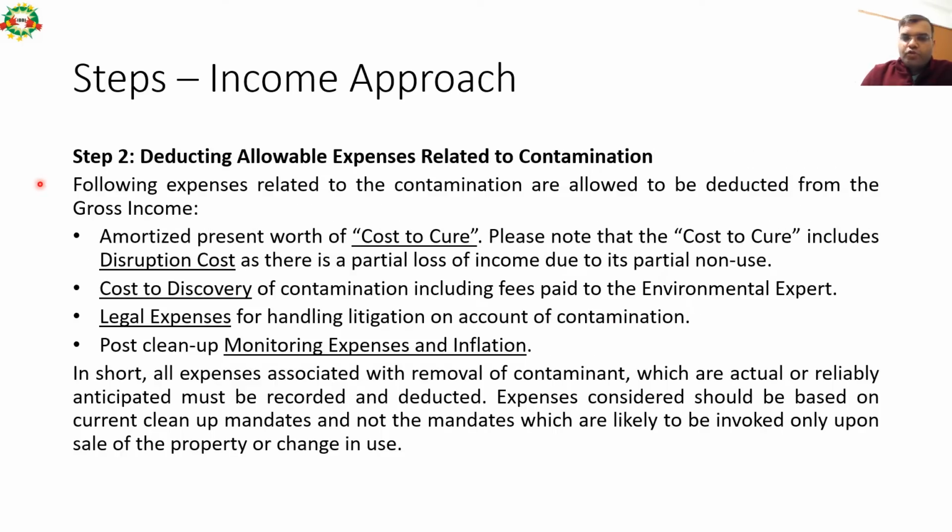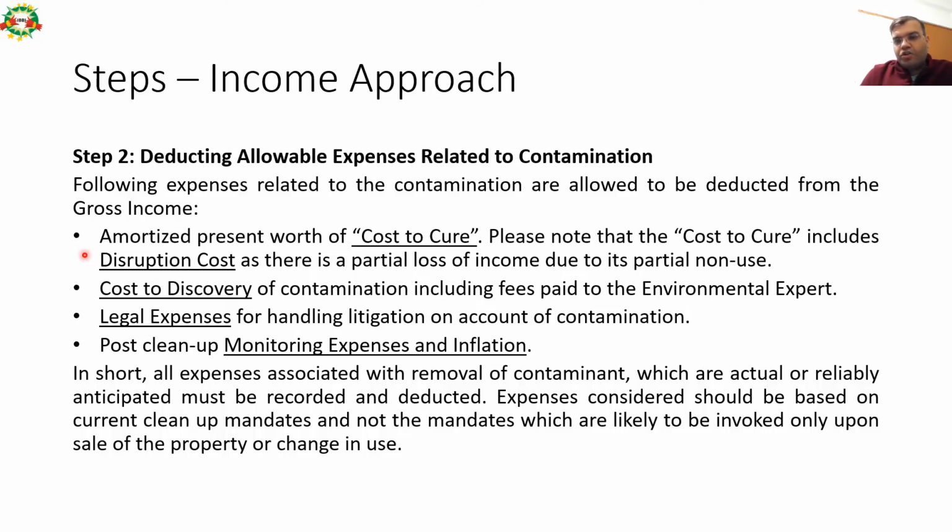So in step number 2 we have to deduct certain expenses from gross income. The following expenses related to contamination are allowed to be deducted from the gross income. The first expense which is allowed for deduction is the amortized present worth of cost to cure. This is nothing but the capitalized or present value of the cost to cure, or a series of cost to cure expenses which we may be required to incur for remediation of the property in years to come.